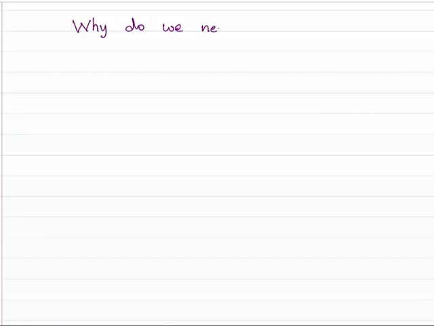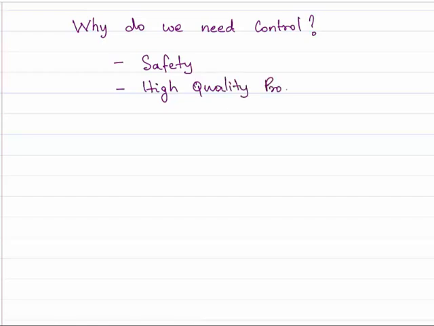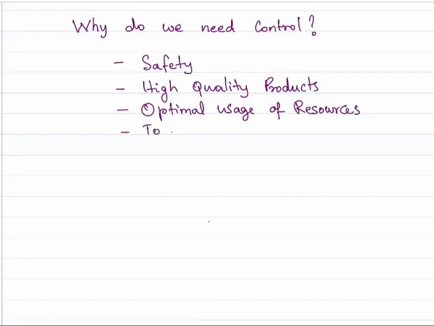Why do we need control? We need control to run processes safely. We need control to produce high quality products. We need it to optimally use the resources available. We also need control to move processes from one operating point to another operating point.